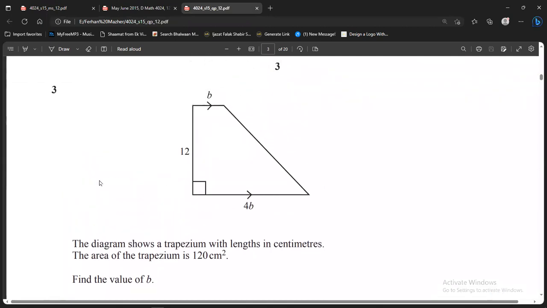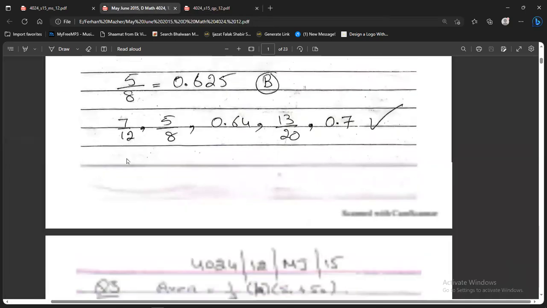Question number 3. He says, the diagram shows a trapezium with lengths in centimeters. The area of the trapezium is 120 centimeters square. Find the value of b. You know the formula for the area of the trapezium is 1 by 2 into height into sum of parallel sides. The area is 120 centimeters square. So we just apply the formula.